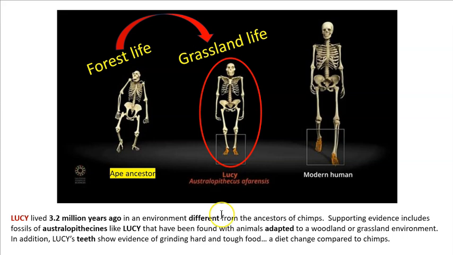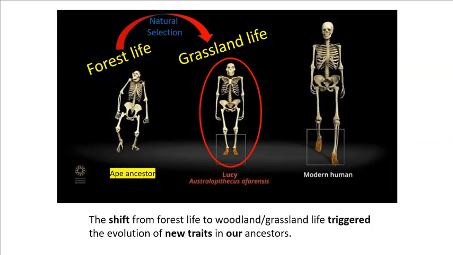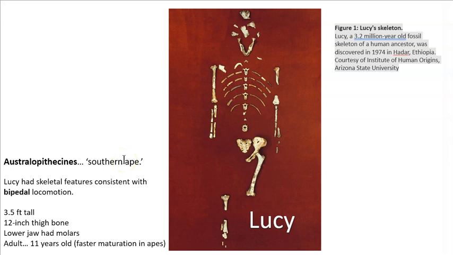So I just wanted to add here that there's evidence that Lucy was living in a different environment from the forest-living apes. Again, in the forest, where the current chimps live, food is dispersed, but it's close by. Whereas Lucy's kind had to make a living out on the woodlands and grasslands, where food is clustered but farther away. And so that would be a selection pressure for more efficient locomotion. And that's the bipedalism that we see in Lucy's skeleton. So we want to credit natural selection then for favoring changes to the ape anatomy to permit more efficient bipedal locomotion.